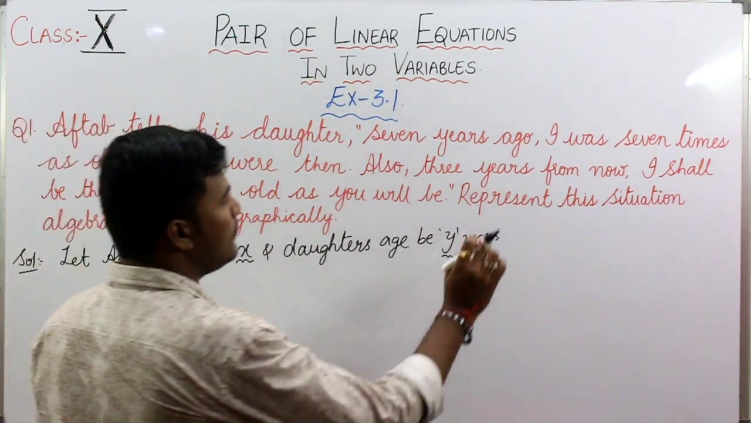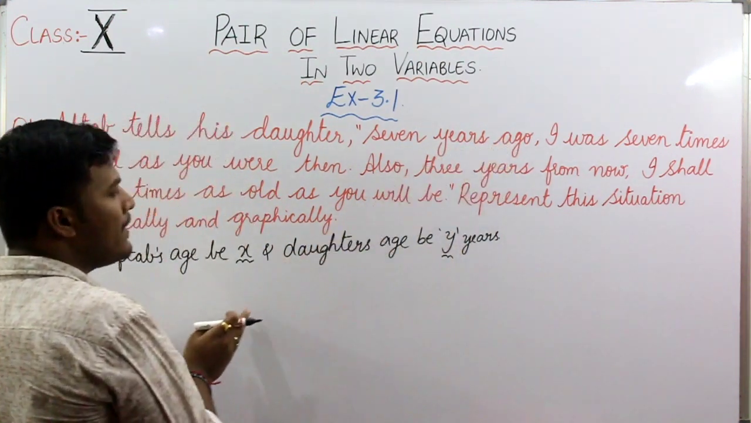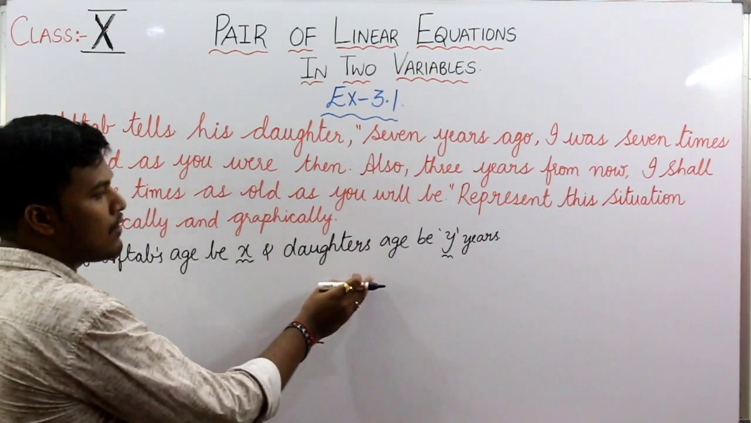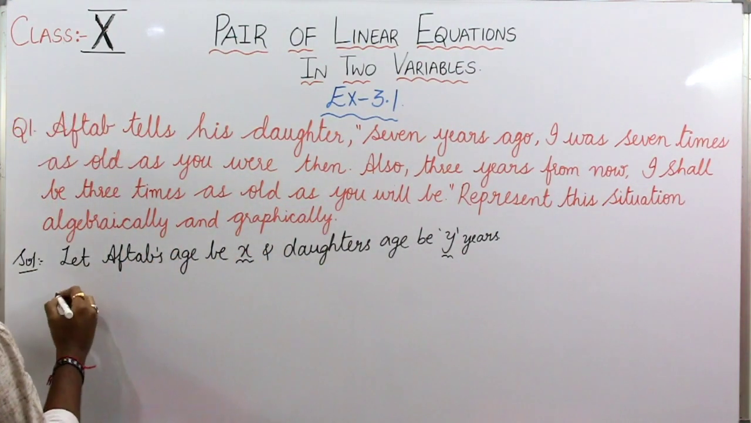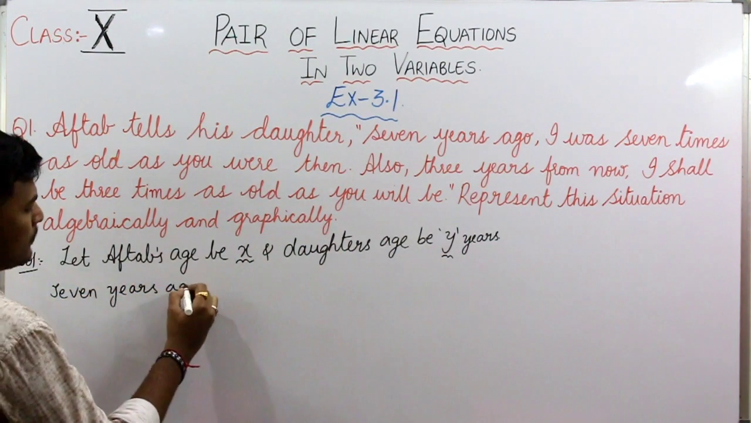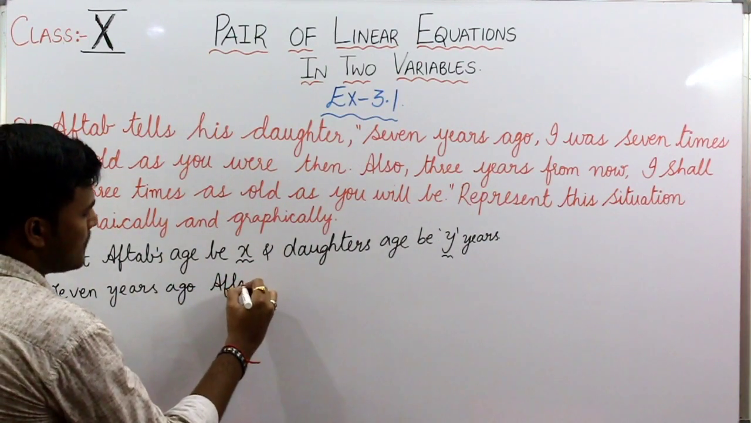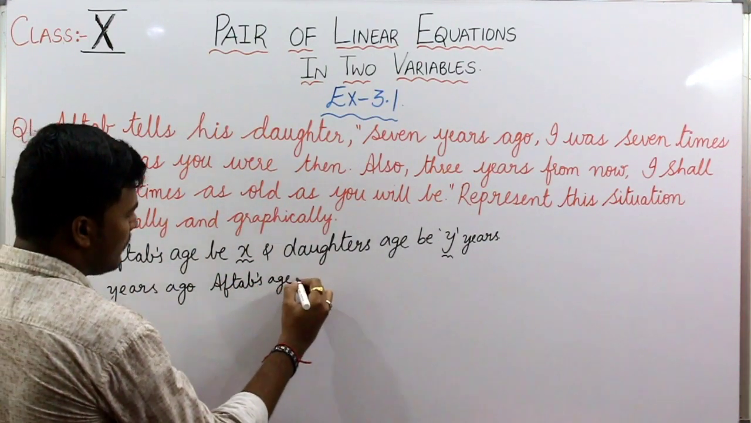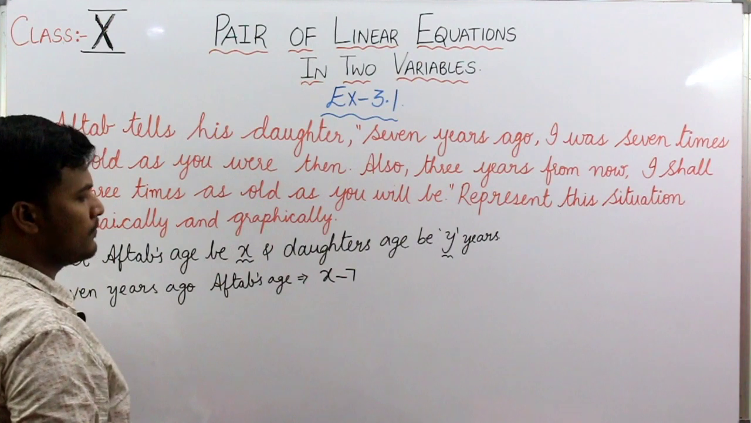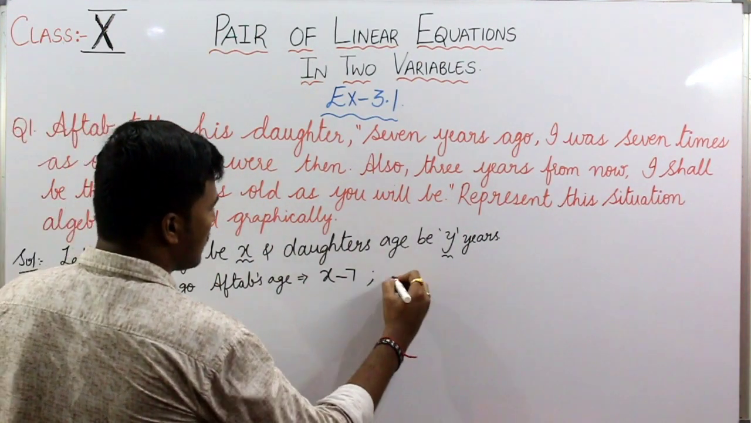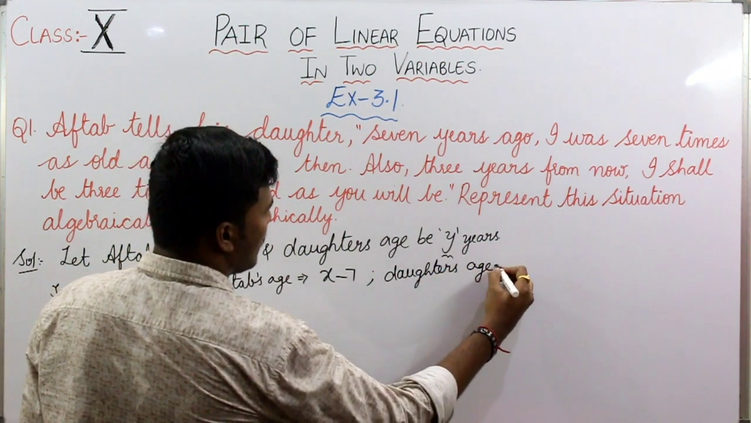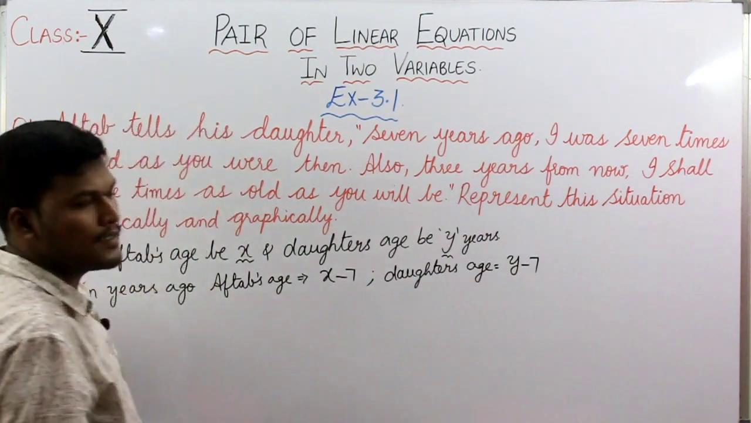Now the first condition, 7 years ago. 7 years ago means Aftab will be 7 years younger, as well as the daughter will be 7 years younger. That means 7 years ago Aftab's age will be what? x is his present age, right? Minus 7. And his daughter's age will be y, her present age, minus 7.